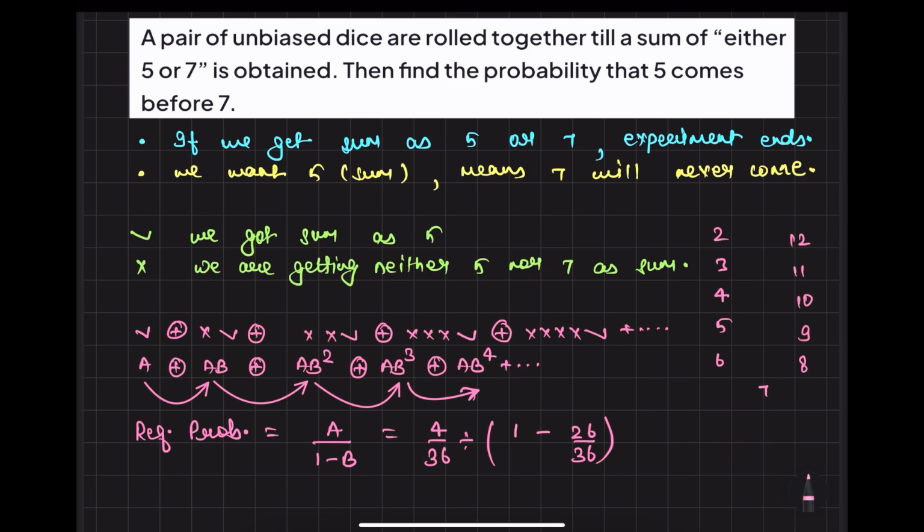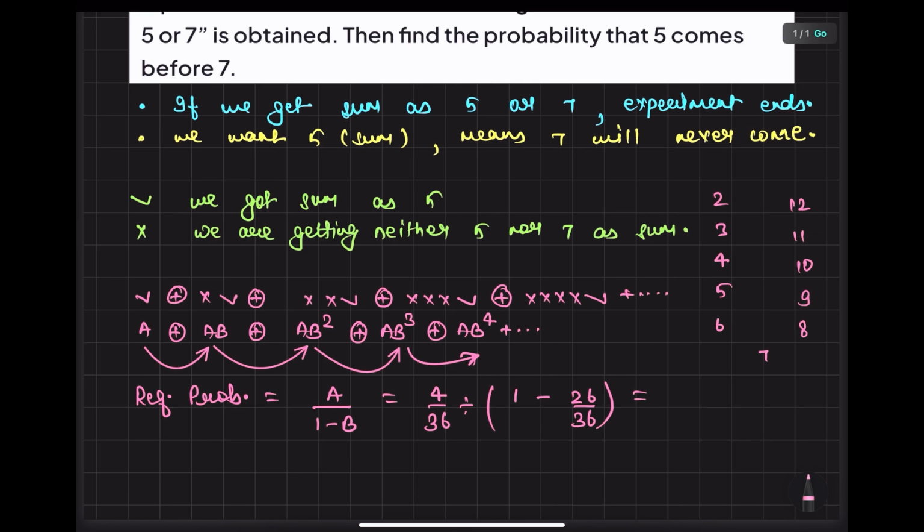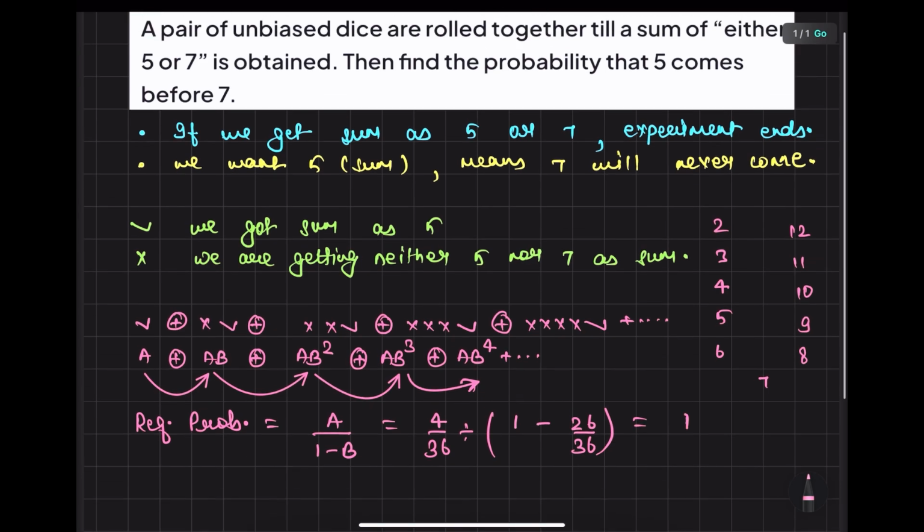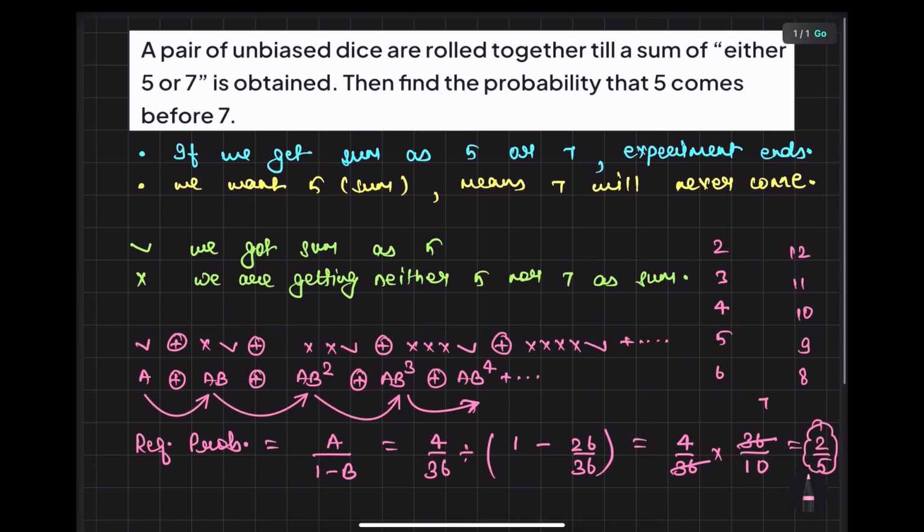I hope the idea is clear. Now you can simplify things as 4 by 36 into 36 by 36 minus 26, meaning 10. Now you can play fruit ninja, this thing is gone, we are left with 2 by 5. Okay, therefore the required probability is 2 by 5. I hope the idea is clear and you guys can handle similar situations.